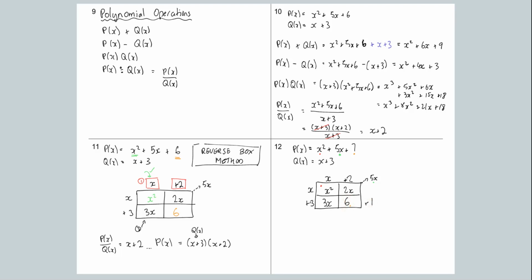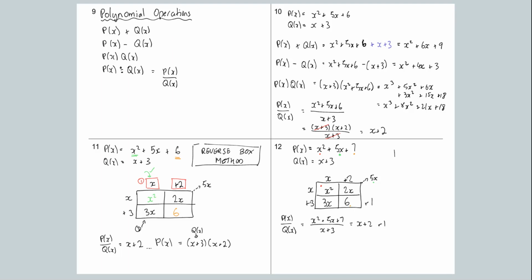How do we write that? Well, it's very similar. We've got p of x divided by q of x, or x squared plus 5x plus 7 divided by x plus 3, is equal to x plus 2 remainder 1. It's not a common way of writing it, but it does give you what you want.